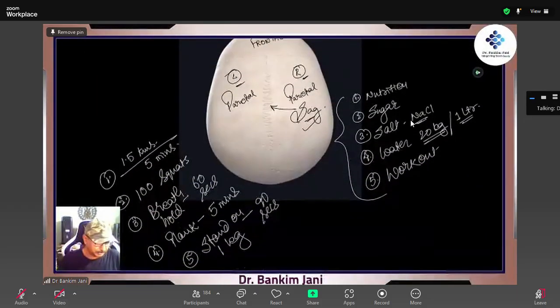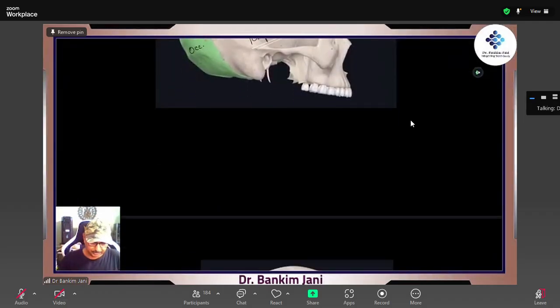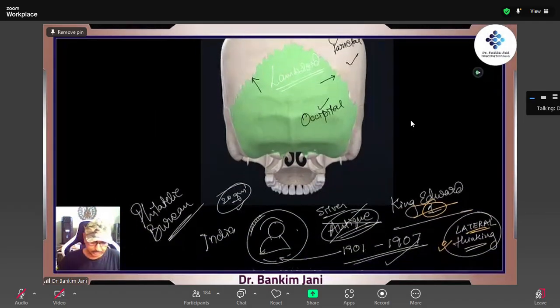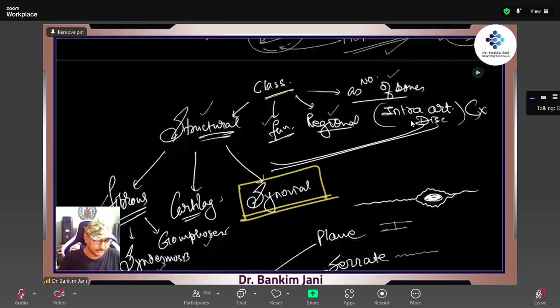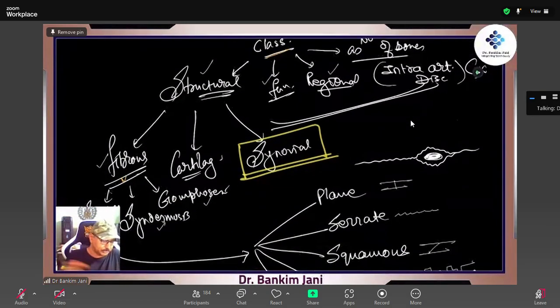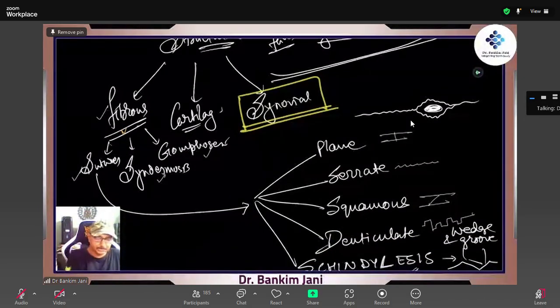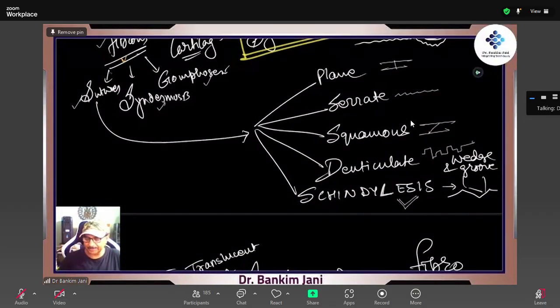Now you know this part, right? This is also known to you: parietal, temporal, occipital. This is the lambdoid suture, that also we have discussed. So till this point, the classification is structural, functional, regional, and as per number of bones. In case of structural, we talked about fibrous. In fibrous there were sutures, syndesmosis, and gomphosis, right? And in sutures, there is plain, serrate, squamous, denticulate, and schindylesis, which is wedge and groove.